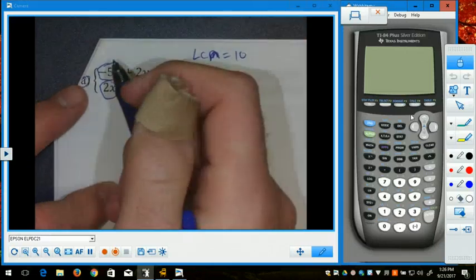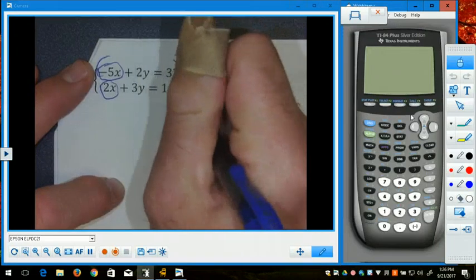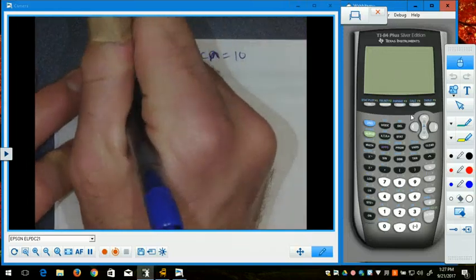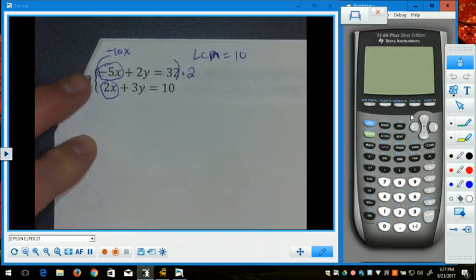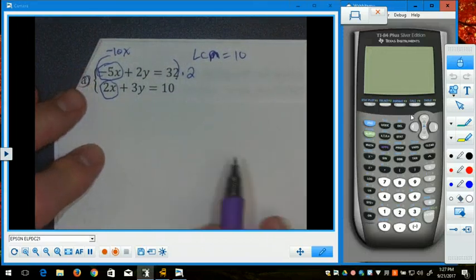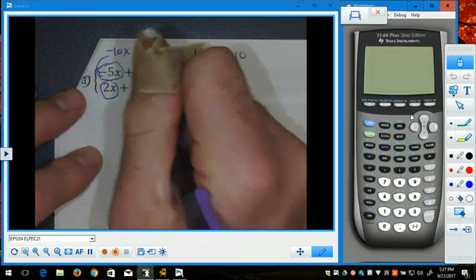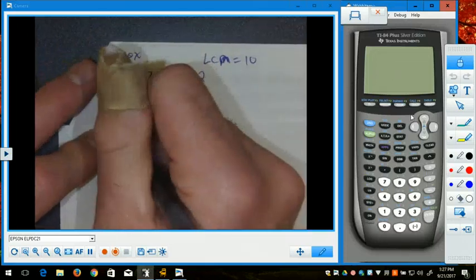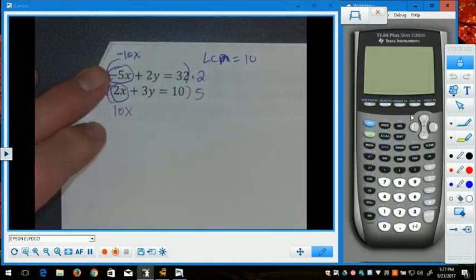So that means my top equation has to get multiplied by 2 to make this negative 10x. Some of you might have multiplied by negative 2 if you wanted that to be the positive one. And my bottom equation has to be multiplied by 5 to make that become the positive 10x.